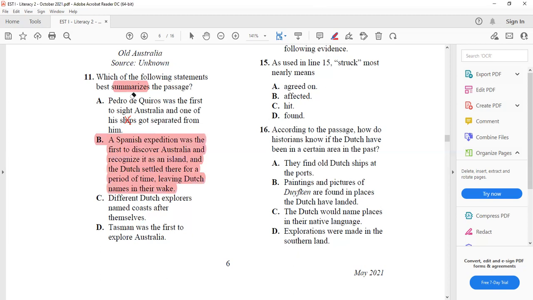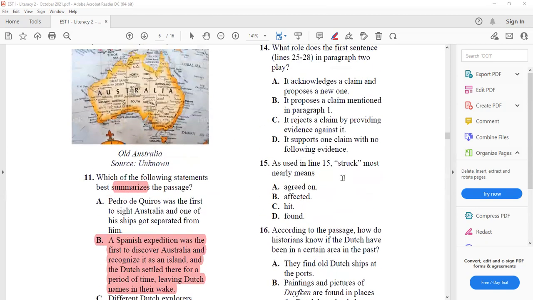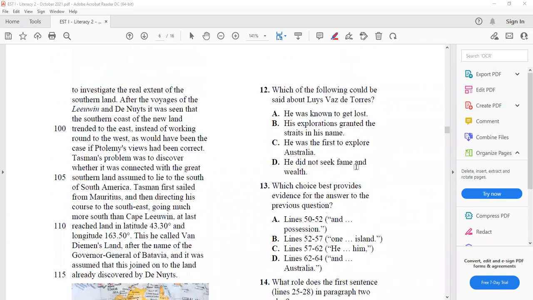I think now it's clear how we can answer a question like that, the main purpose of the whole passage. Number one, you're going to highlight the keywords. Number two, you're going to read the first paragraph and the last paragraph to find the answer, as I did right now. Okay, number 12.